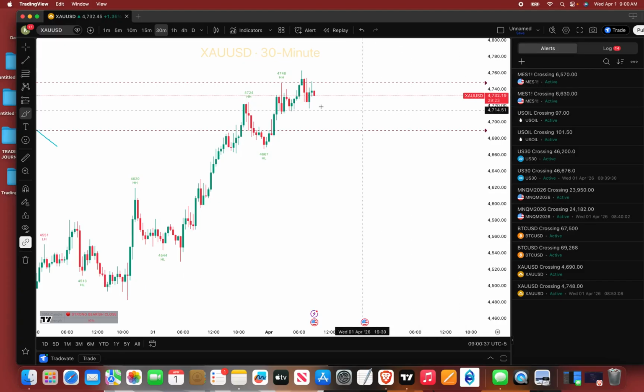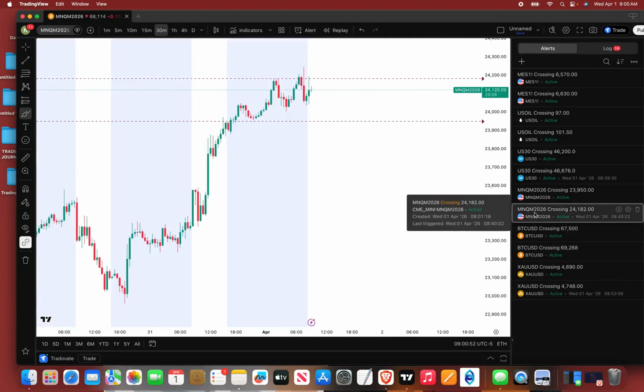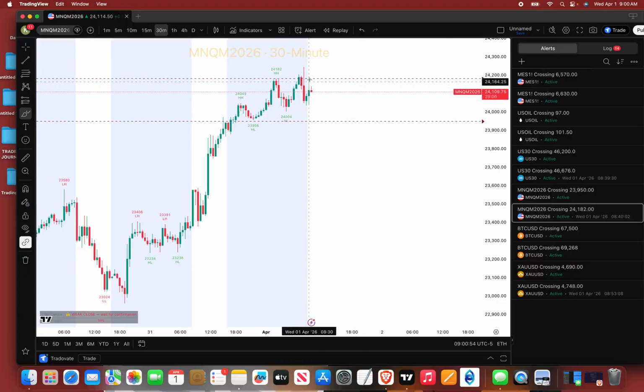Clock. No 30-minute candle closed above. It touched it, but it did not close above it or below it. So let's look at Bitcoin. Same. It's still in the chart range. NASDAQ. It touched it, but it didn't close above it or close below it.